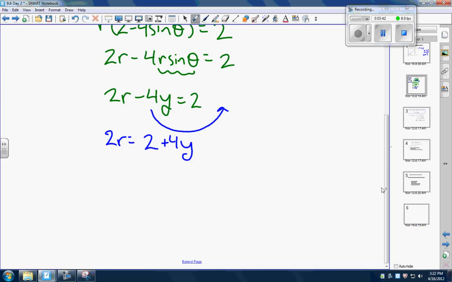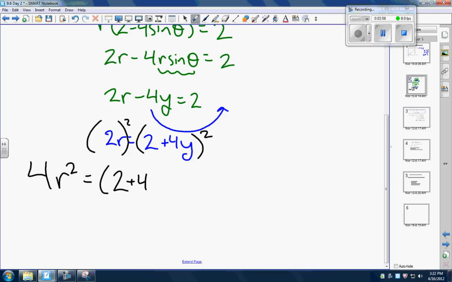And what you can do is square both sides now. So you won't have to worry about getting a singular r. So what happens, 4r squared, 2 plus 4y times another 2 plus 4y. Okay, I'm going to pause it here and get us a new clean slide where we can finish this guy.